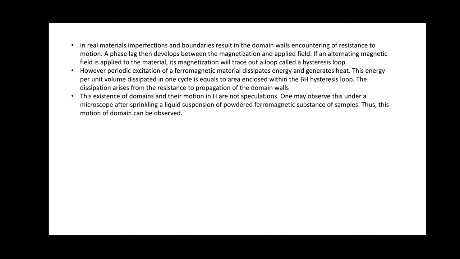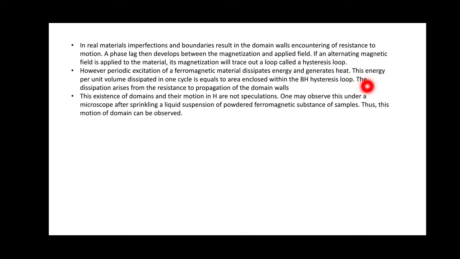But in a real material, imperfections and boundaries result in the domain wall encountering resistance to motion. Due to this, a phase lag then develops between the magnetization and the applied field. If an alternating field is applied to the material, its magnetization will trace a loop called a hysteresis loop. However, periodic excitation of a ferromagnetic material dissipates energy and generates heat because there is resistance.